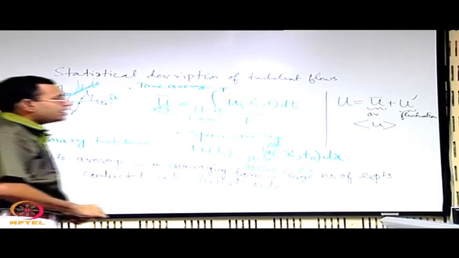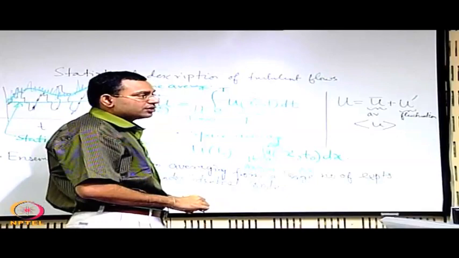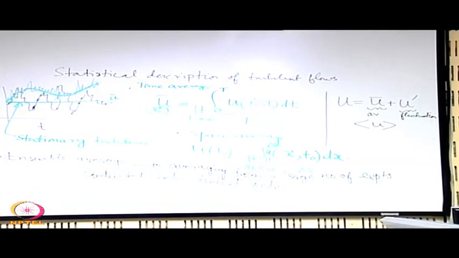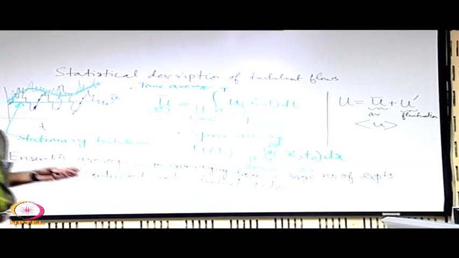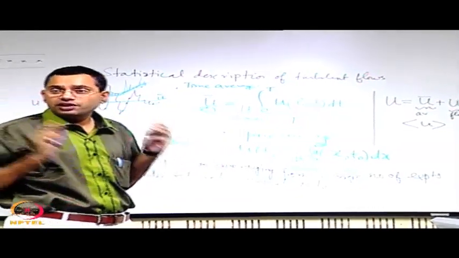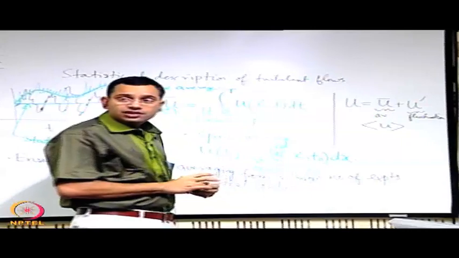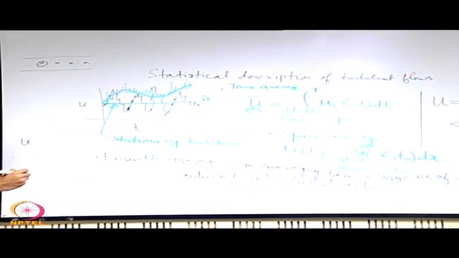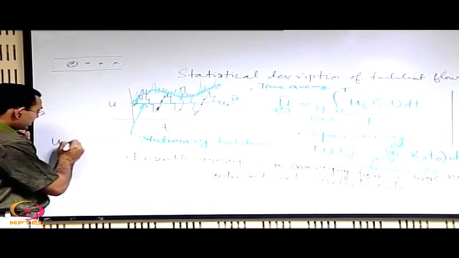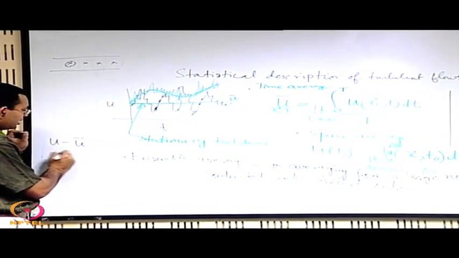So if you want to find out what is the RMS, first of all, what is RMS? Root mean square deviation. So first is the deviation. Deviation from what? Deviation from the mean. So deviation from the mean is u minus u bar, that is u prime.